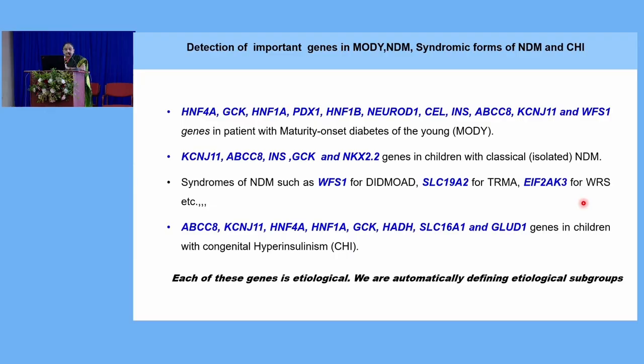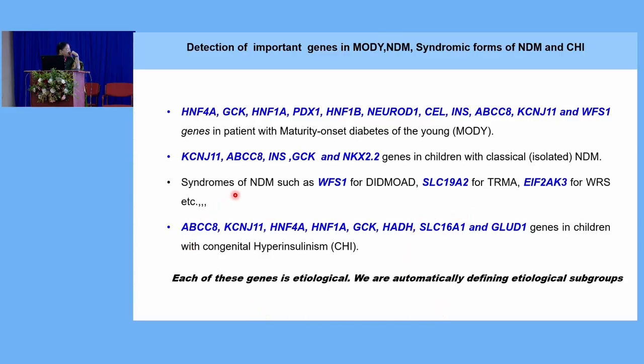With this detection, a quick way to bucket all these syndromes is that HNF1 alpha, HNF1 beta, GCK, etc. are in the maturity onset diabetes of the young, and KCNJ11, ABCC8, GCK, NKX2.2, on which we are working a lot, can actually account for a lot of NDMs. And then you have syndromes such as Wolfram syndrome, TRMA syndrome, and Wolcott-Rallison syndrome, etc.